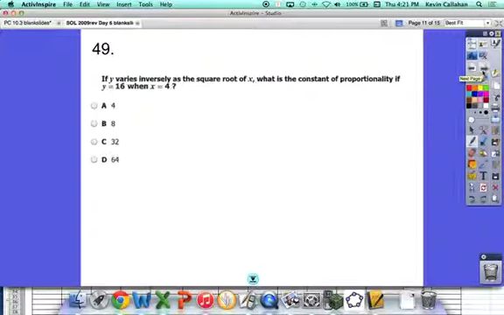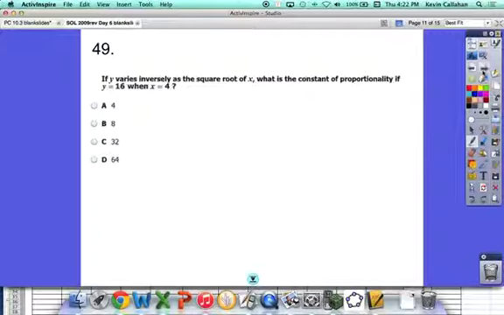Okay, y varies inversely as the square root of x. What is the constant of proportionality if y is 16 when x equals 4? So we've generally solved these problems in 3 parts. First, they tell you the kind of variation. Next, they give you a data point so that you can solve for the constant. And next, you answer some kind of a question. This one's not asking us to answer a question at the end. It's only asking us to find the constant. So we still need to do the first couple parts.